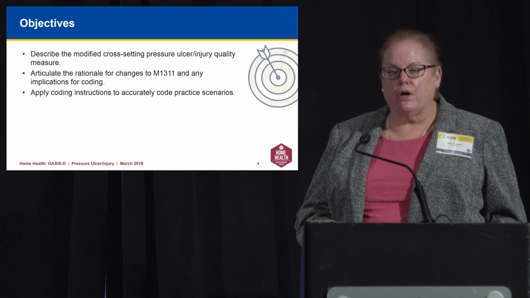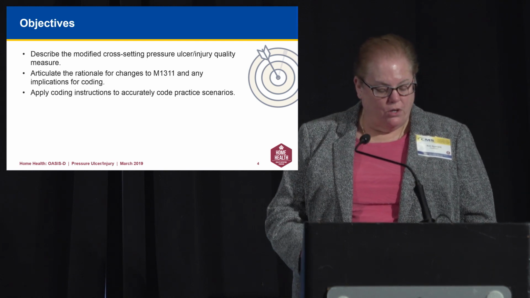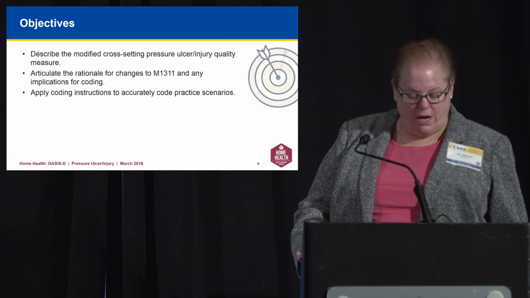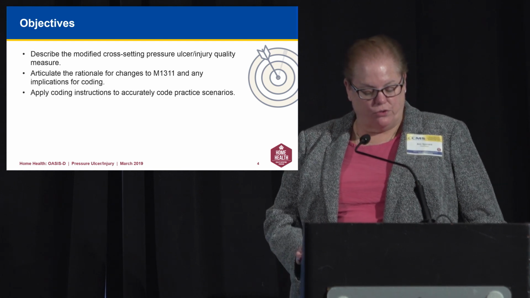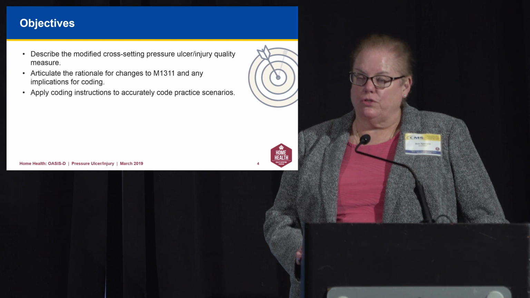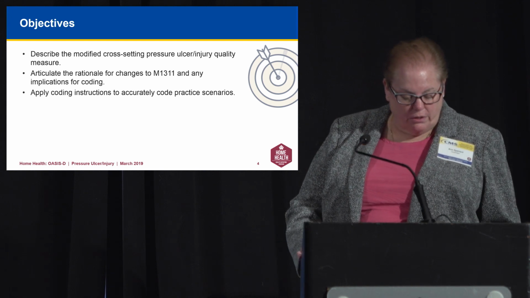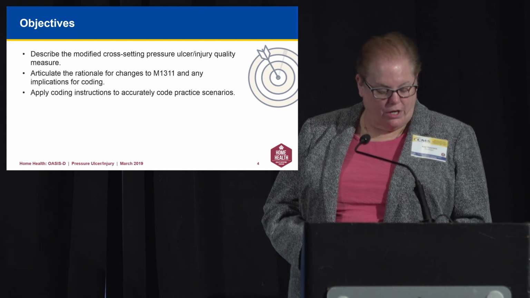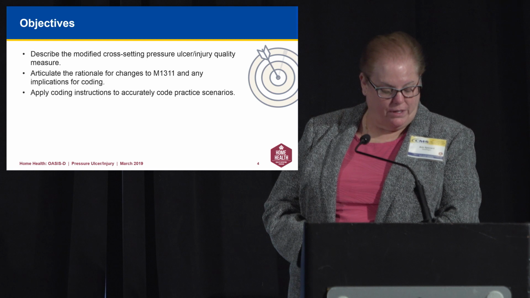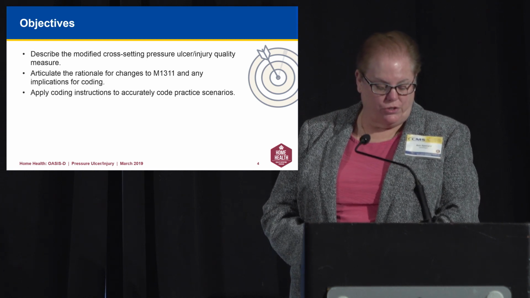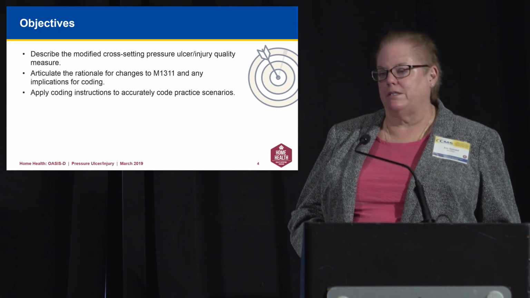So let's talk about the objectives for today. We hope by the end of the session that you'll be able to describe the modified cross-setting pressure ulcer injury quality measure, so you'll understand that measure and how it is calculated. You'll be able to articulate the rationale for changes in M1311 and any implications for coding, and then apply the coding instructions to accurately code the practice scenarios.